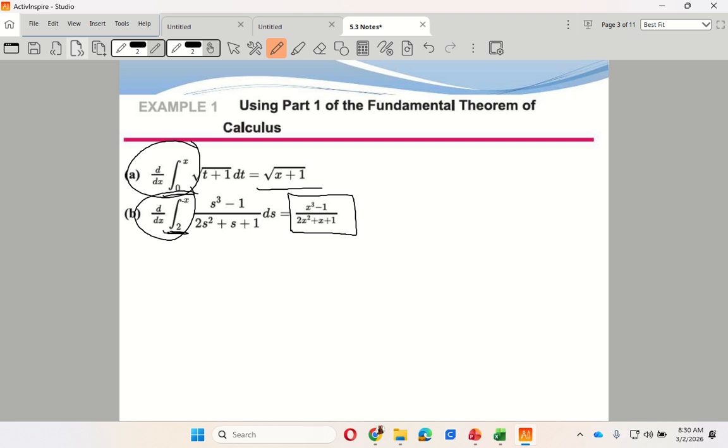You notice I'm just plugging in the x's. Now, let's try to make it a little bit more complicated. How come it gets the function but not the derivative?